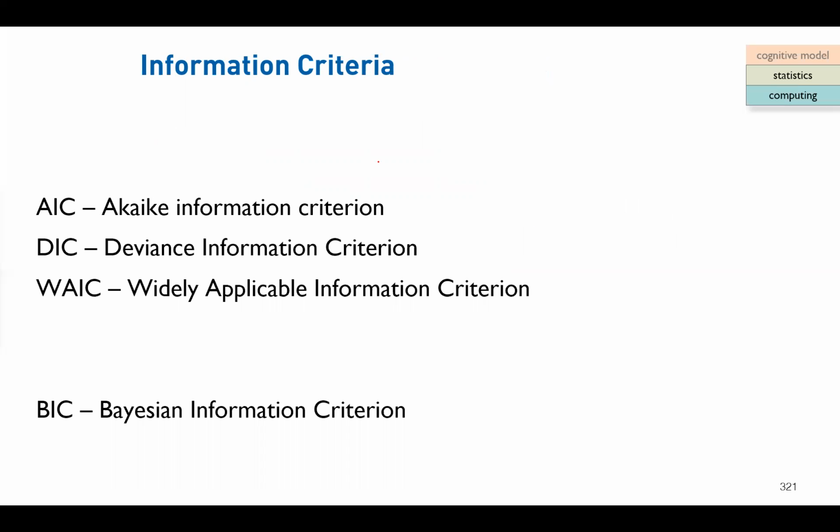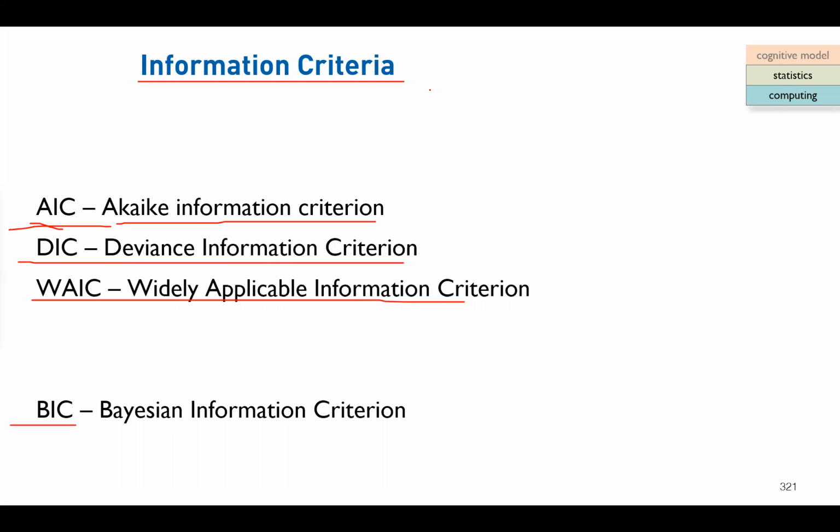So if you read papers from before, if you already used linear mixed effect models, or whatever models, in SPSS or R, you will see a metric called the AIC, the Akaike information criterion. There's something else also called the DIC, the WAIC, and also the BIC. Okay, so all of these information criteria, what are they? They are approximations of cross-validation.